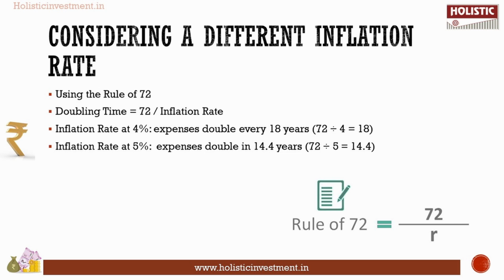For instance, with an inflation rate of 6%, your expenses double every 12 years. If the inflation rate is 4%, expenses double every 18 years. 72 divided by 4 is 18 years.